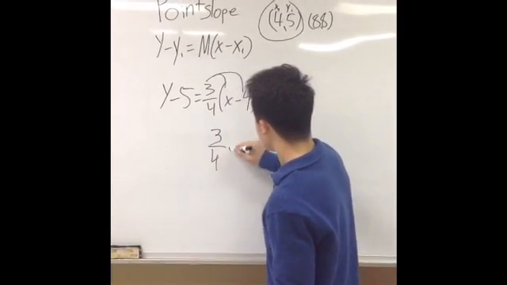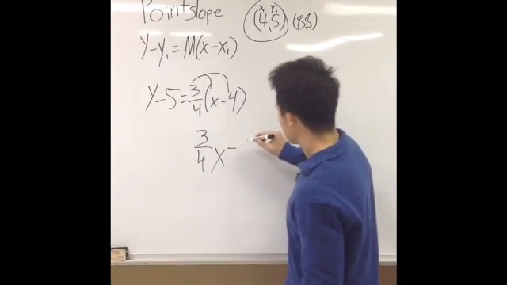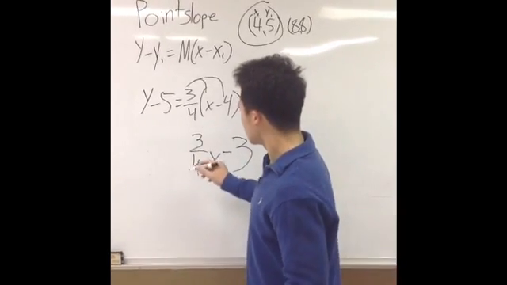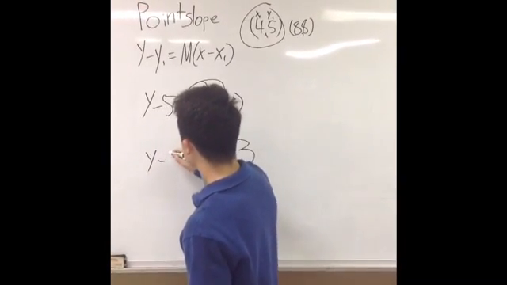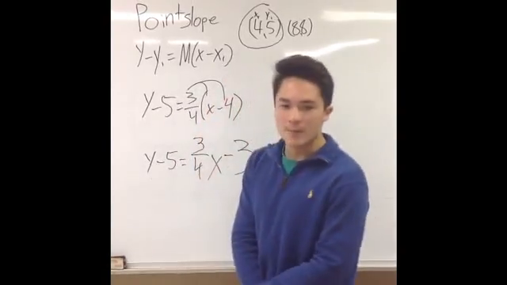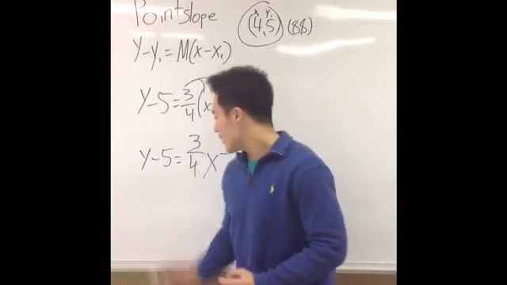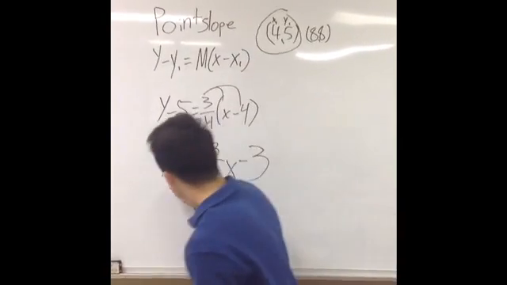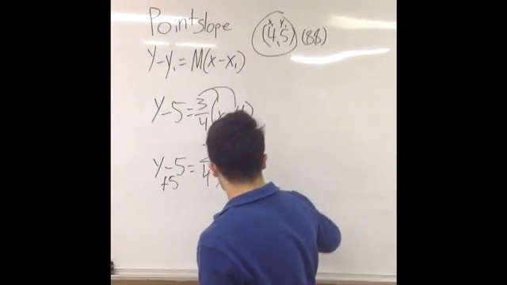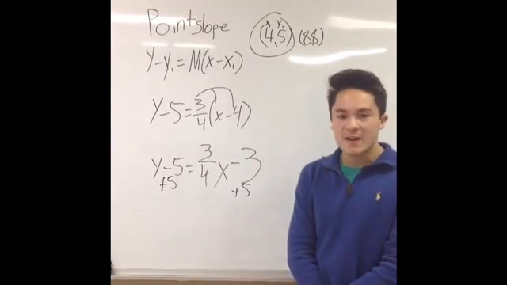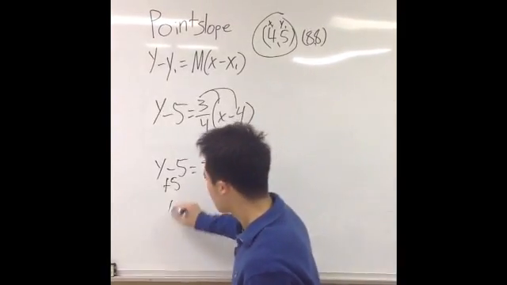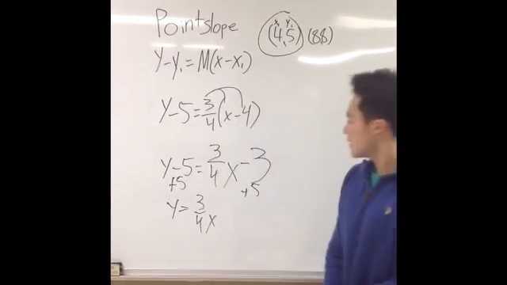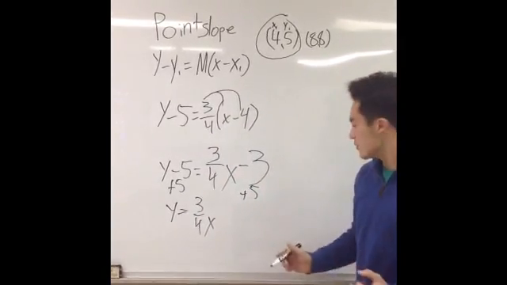The x turns out to be 3/4 x, and the -4 becomes a -3. Then you bring this down to where it's still y minus 5. Finally, we need to get y by itself. To do that, we need to add 5 to both sides. -5 plus 5 is 0, so that leaves y by itself. Then, -3 plus 5 is 2.